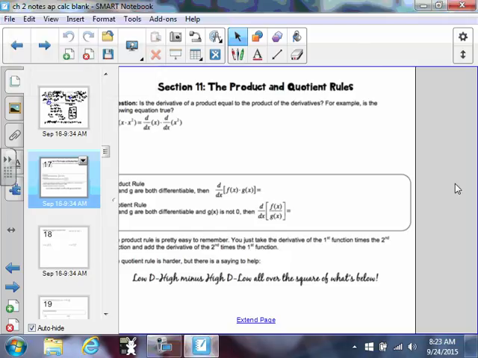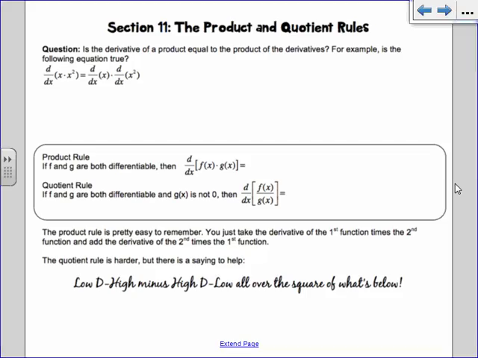So section 11 is on the product and quotient rules. We're going to start out with a very basic example so you can see why we need the product rule and why we need the quotient rule. Is the derivative of x times x squared the same as taking the derivative of just x and then the derivative of x squared?